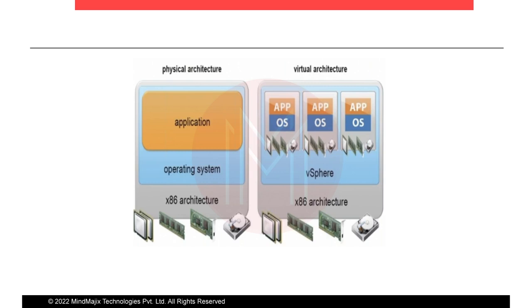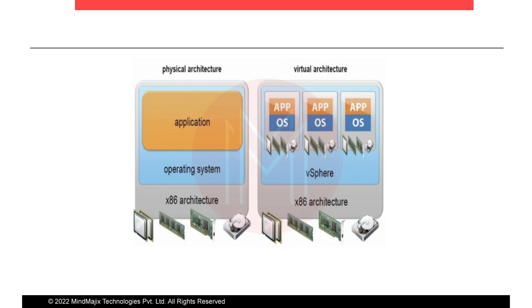Now in the physical architecture, you have a desktop. The desktop is basically a 64-bit system, because we have the x86 architecture. On top of that, we run an operating system. This operating system could be any operating system. It could be Windows Server 2012, 2016, 2019, or if some organizations are running legacy Windows, it could be Windows Server 2003 or 2008. And on top of that, they are running the application.